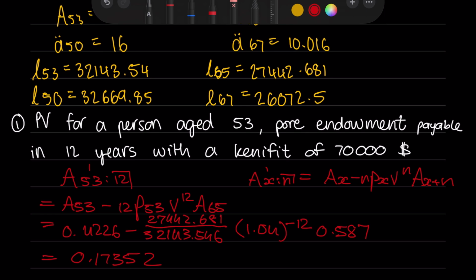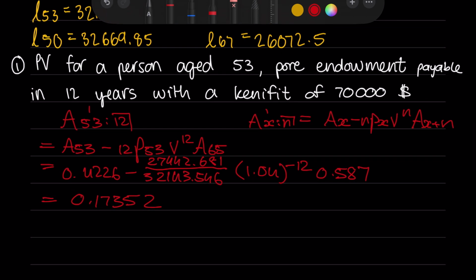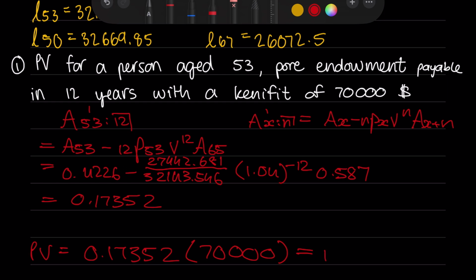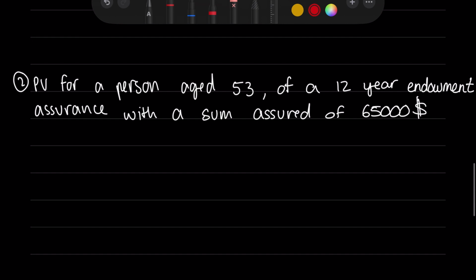Cool. So that's not the answer though, because that was for the present value and they gave us an amount. So the present value is going to be equal to that multiplied by this $70,000. So that's the answer to the second question. Present value of a person aged 53 of a 12-year endowment assurance, cool, with the sum assured of 65,000.